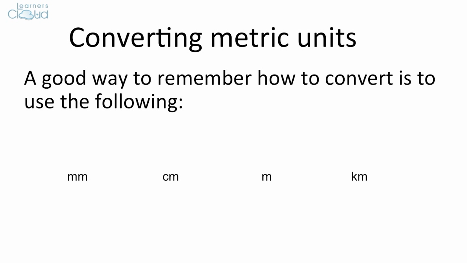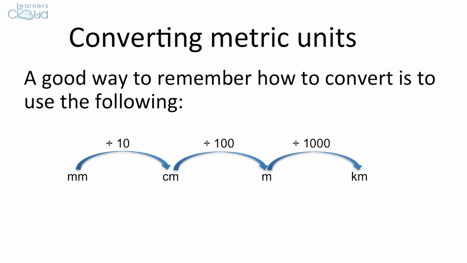Now, a good way to remember how to convert between certain metric units is to use the following. If we want to go from millimetres to centimetres, we would divide by 10. Centimetres to metres, we can divide by 100, and metres to kilometres, we can divide by 1,000.